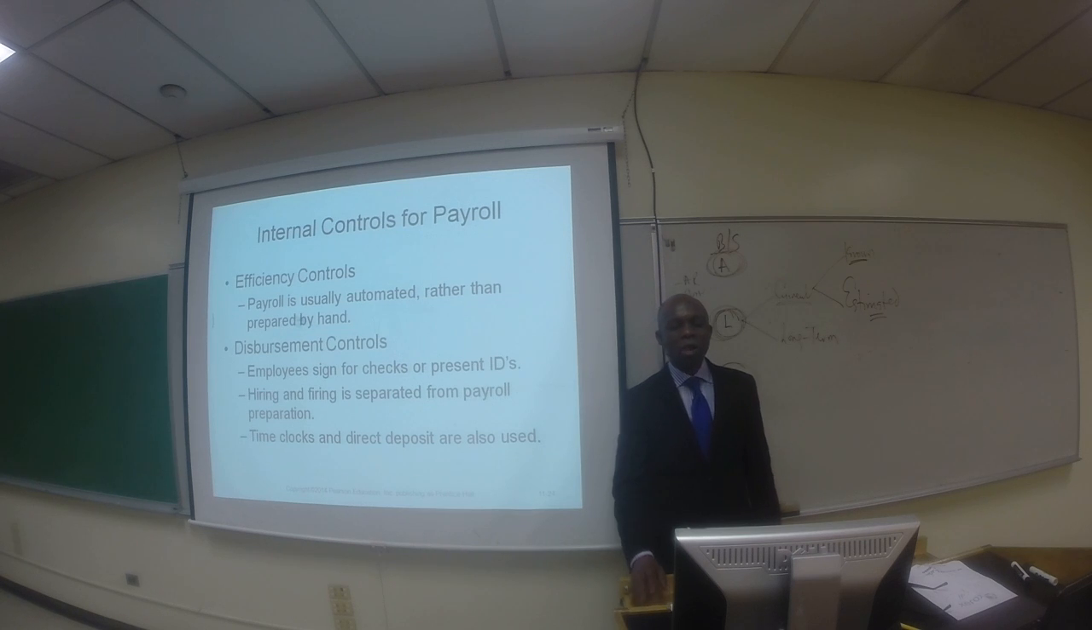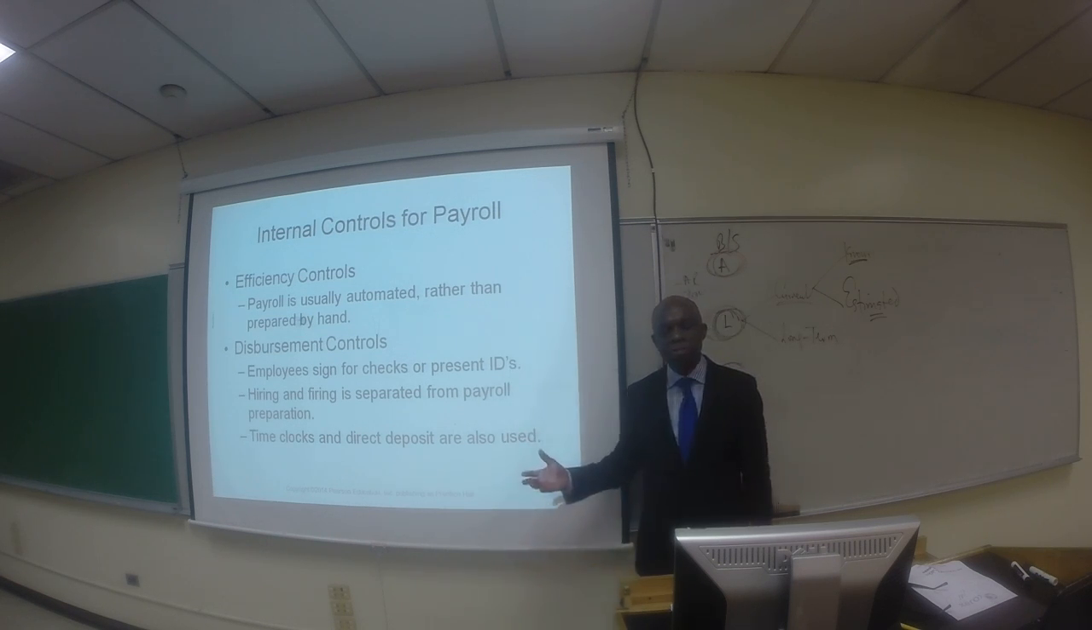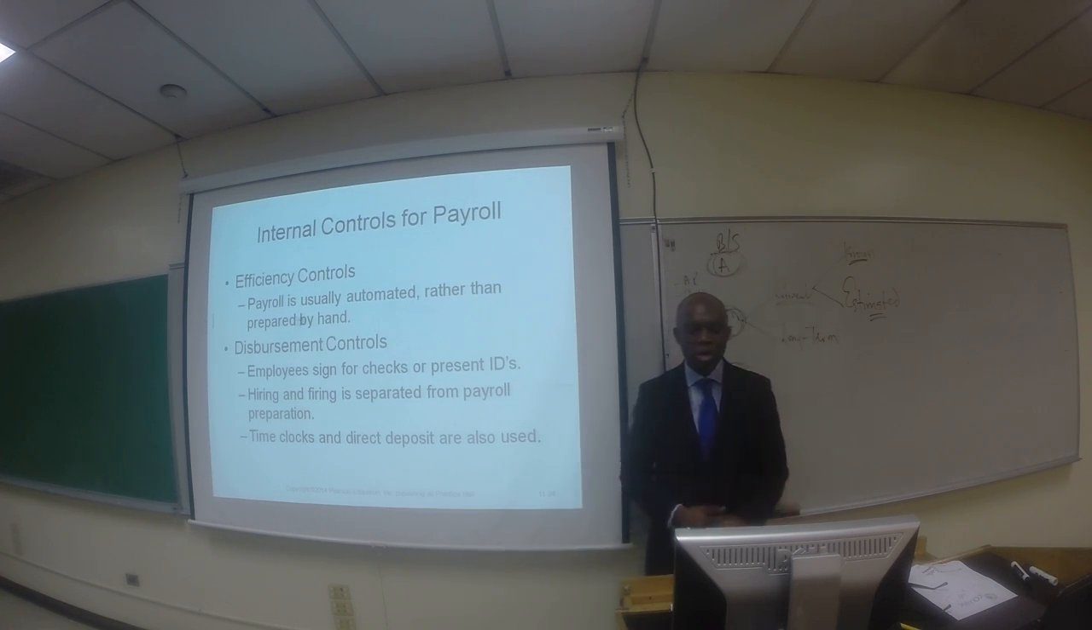So moving along, here we have some internal controls for payroll. What are we talking about here? We don't want a situation whereby we have a ghost payroll. So we need to make sure that we are actually making payroll payments to authentic, legitimate employees. So here are some of the controls that we put in place. For example, an employee has to sign for checks and present their ID before they collect their payroll check, and so forth.